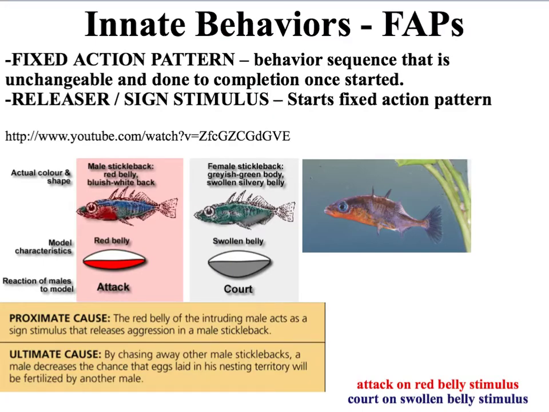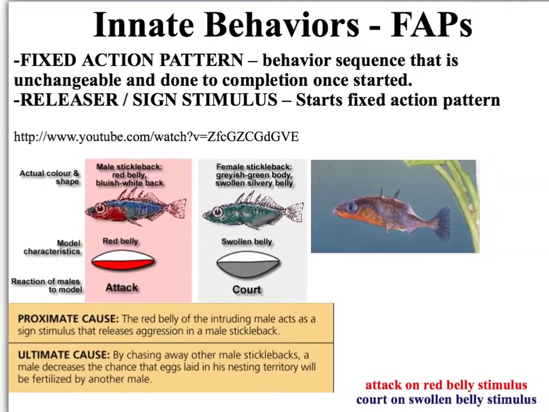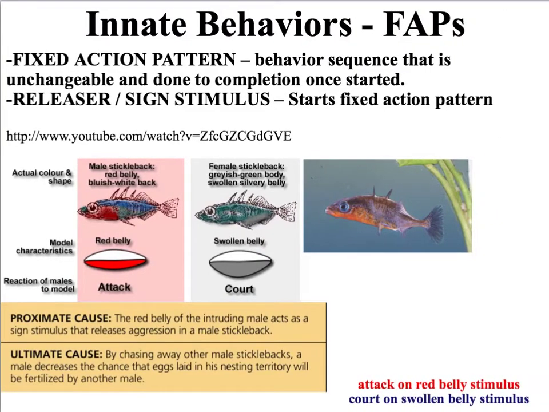The first innate behavior I want to talk about is called a fixed action pattern. It's a sequence of behaviors, and sometimes they can be pretty complex, and that behavior sequence is triggered by something called a releaser or a sign stimulus. So this behavior sequence is done to completion as soon as the sign stimulus is seen or activated.